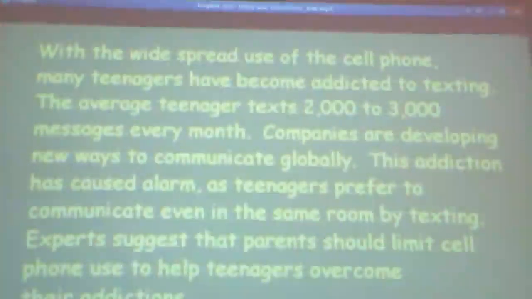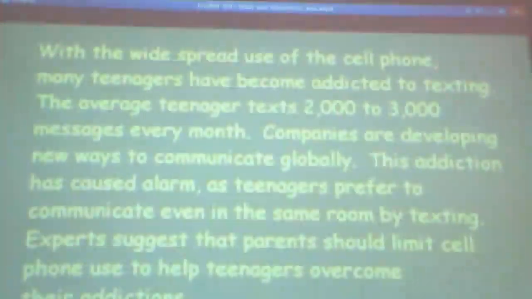The average teenager texts 2,000 to 3,000 messages every month. Companies are developing new ways of communicating globally. This addiction has caused alarm as teenagers prefer to communicate even in the same room by texting. Experts suggest that parents should limit cell phone use to help teenagers overcome their addictions. As you read the paragraph, did you notice the sentence that breaks unity? Let's look at the paragraph again. The topic sentence says, many teenagers have become addicted to texting. Which sentence in the paragraph does not support the topic?